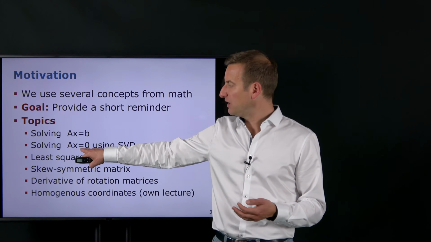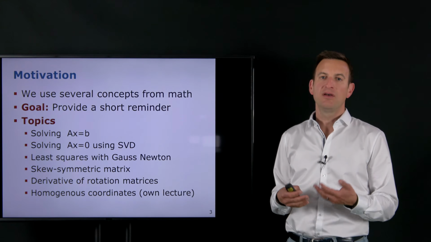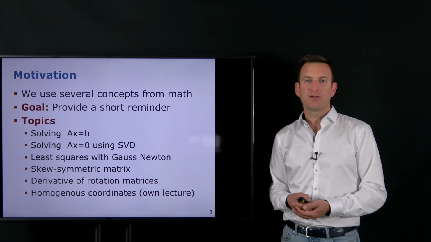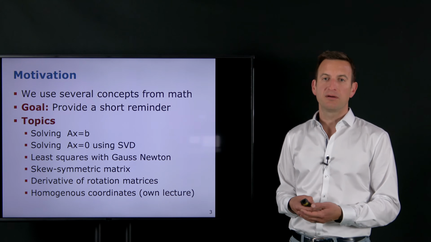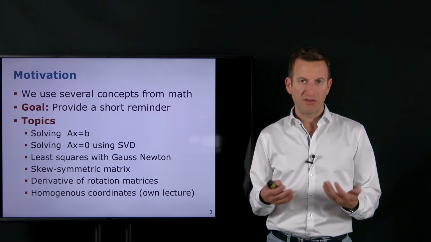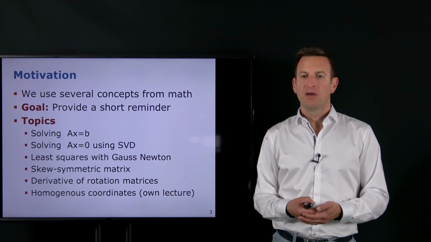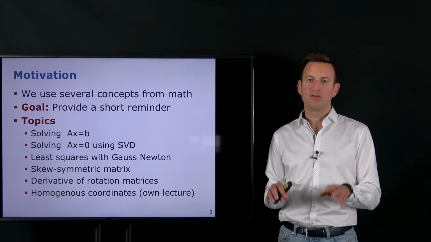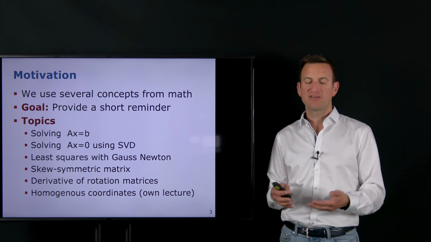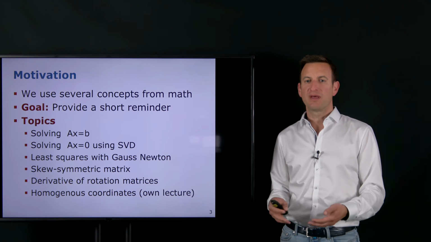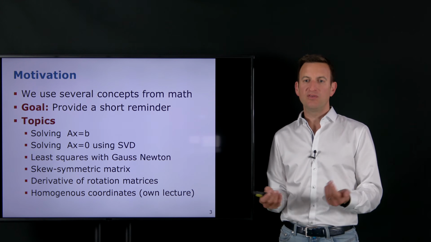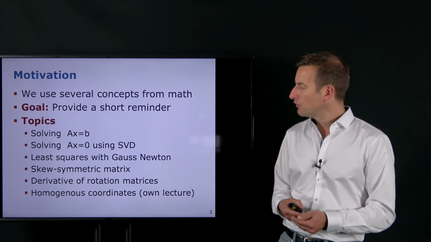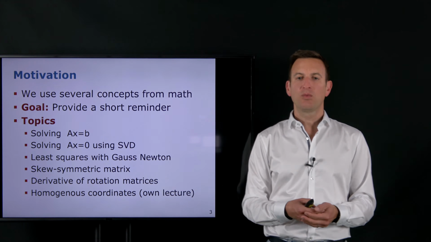So this is Ax equals 0. How does x look in order to fulfill the equation Ax equals 0? And singular value decomposition will play a role in here. We will briefly look into least squares, how to solve a least squares problem, for example, using Gauss-Newton. Again, very high level, not going very much into the details, just as a reminder to repeat certain things so that later on in the course we can actually use those techniques as tools in order to solve certain problems. Skew-symmetric matrices will pop up in here.